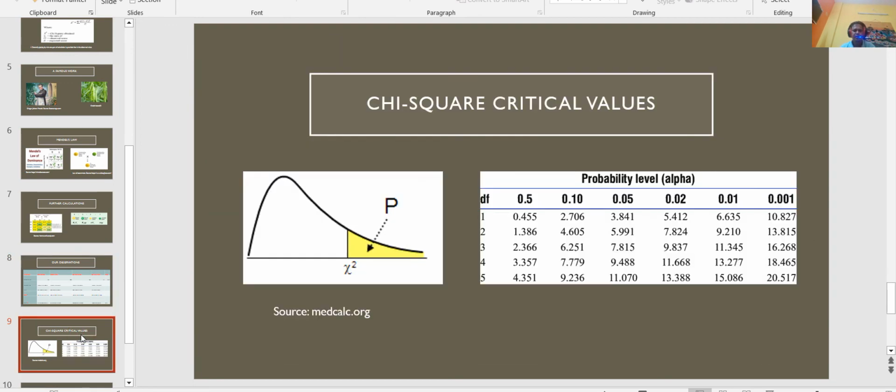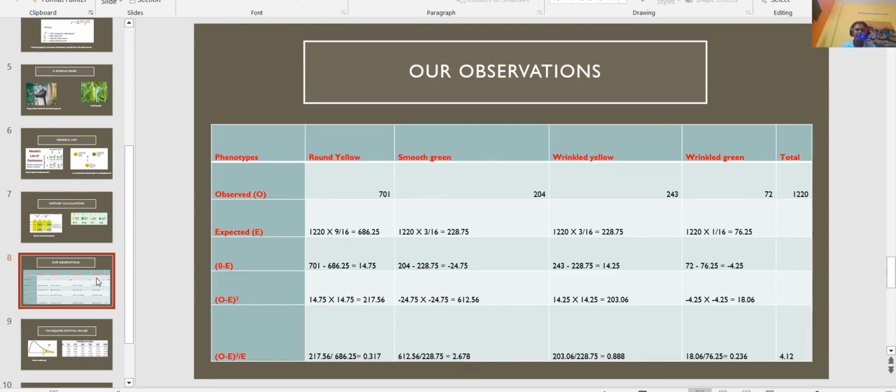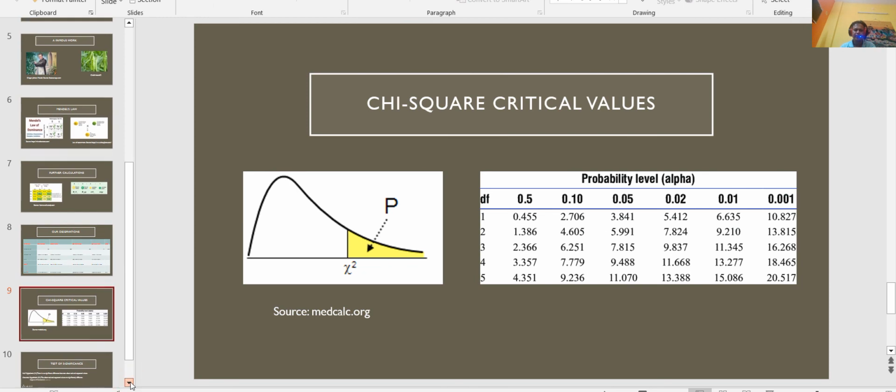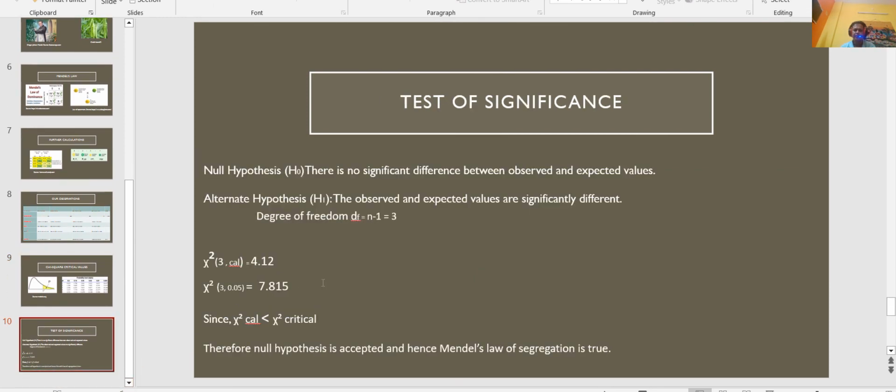Now the question comes of critical values. In the previous table we calculated the values of chi-square. Now what are the critical values? The critical values are already provided in the chi-square table itself. On the left side we have the degrees of freedom, and these are the probability levels. Going by the statistical standard, we will consider 95%, that is the 0.05 probability level. Now on to the next step, that is the calculation of significance.